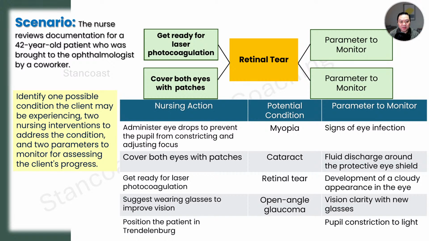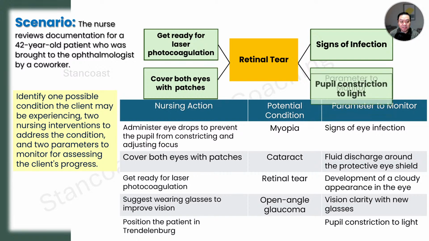Now, what are the parameters to monitor that you need to select here? We have the following selections: signs of infection and pupil constriction to light. So these are the correct answers. After the procedure, we're talking about the photocoagulation, laser, or any kind of surgical procedure that will be done for the retinal tear, it is very important for us to check the patient for any development of infection because this can also complicate their recovery.